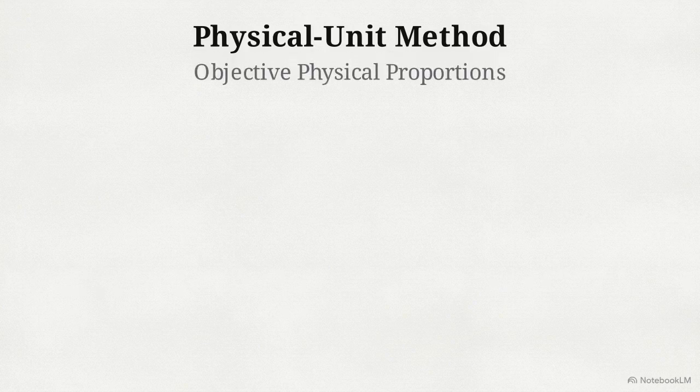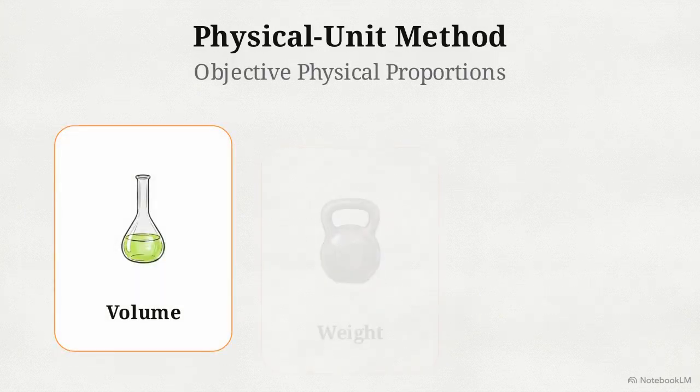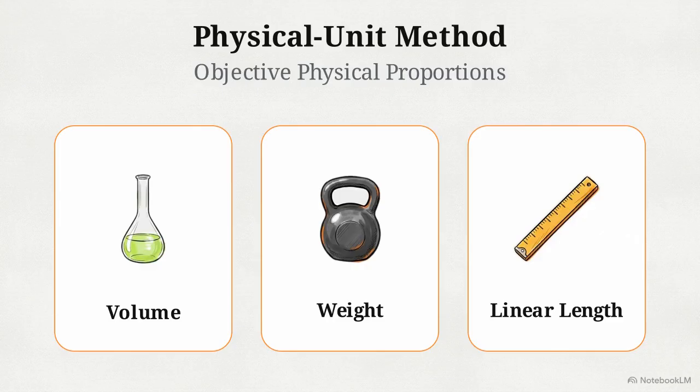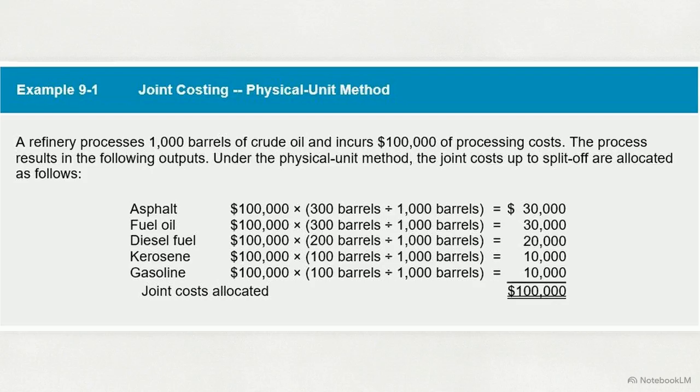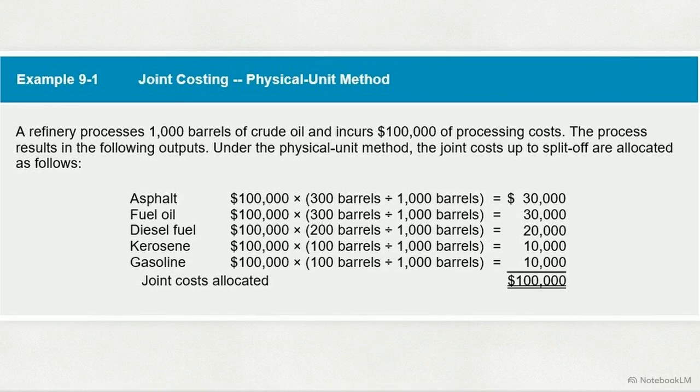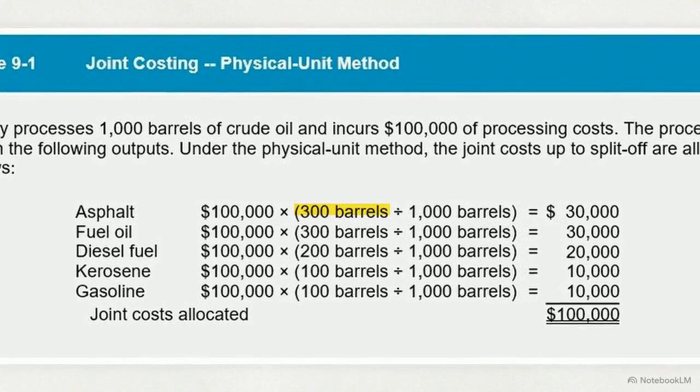The physical unit method assigns joint costs based on objective physical proportions, usually volume, weight, or linear length. Look at this refinery data table. We processed 1,000 barrels of crude, incurring $100,000 in joint costs. The physical method allocates cost based on the number of barrels. Because asphalt accounts for 300 of the 1,000 barrels, it absorbs exactly 30%, or $30,000, of the joint costs.